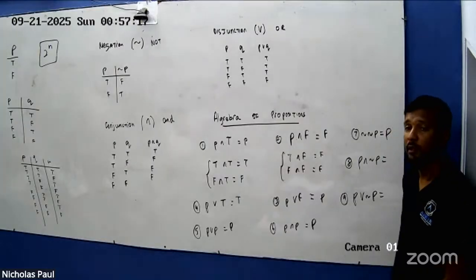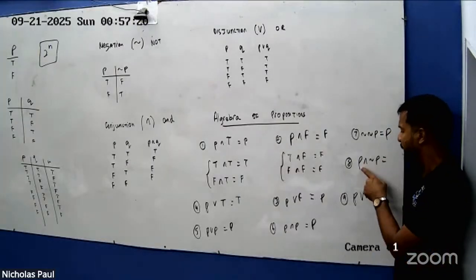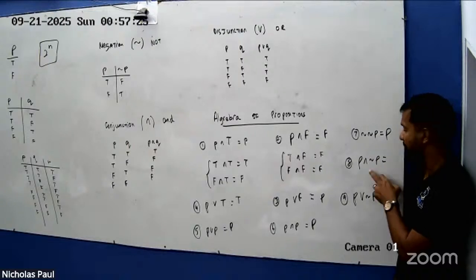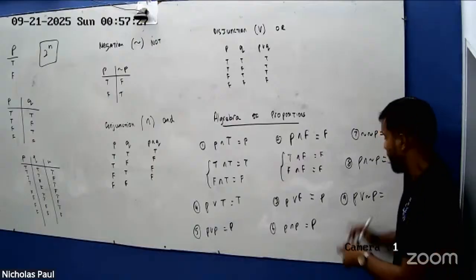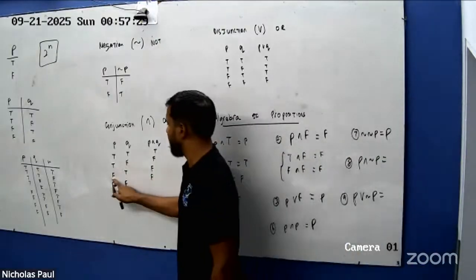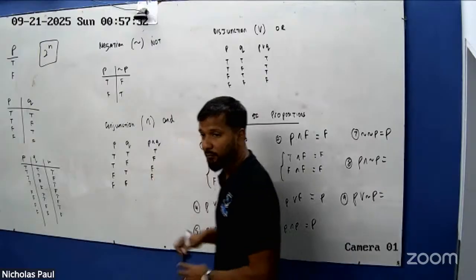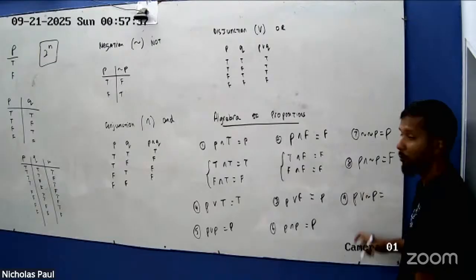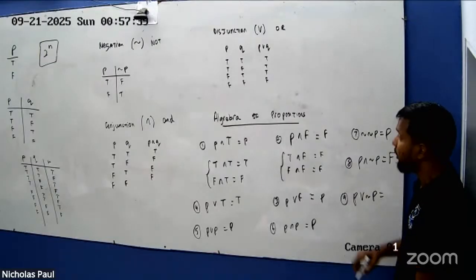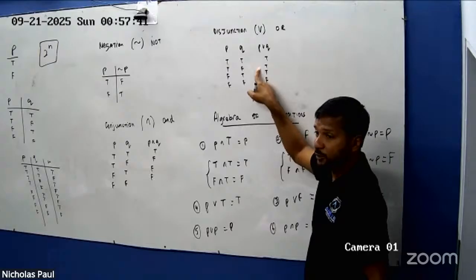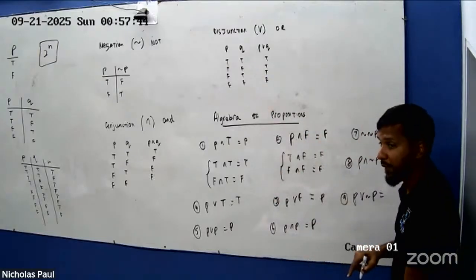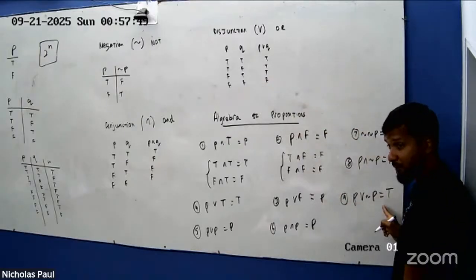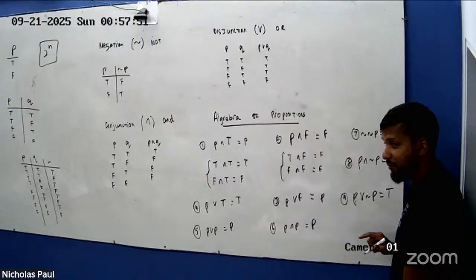Last two. What is P and the negation of P? False. Because once they are opposite, you get false. That's okay? Yes, sir. What's the last one? True. Once they are opposites, it will be true. You okay with that?